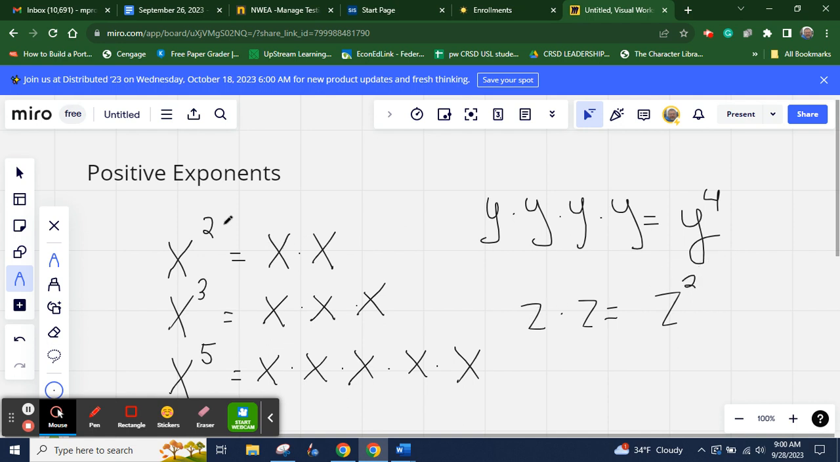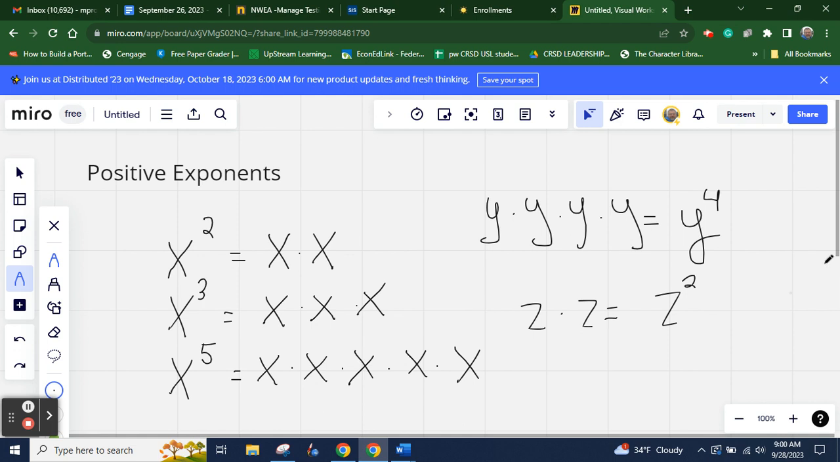Now, there's a number in front of these. It's a 1. That does actually have something we have to consider, but for this lesson, it does not. Right now, we're just dealing with x's, so keep that in mind. What does this x squared represent? It represents x times itself 2 times, x times itself 3 times, x times itself 5 times, right?